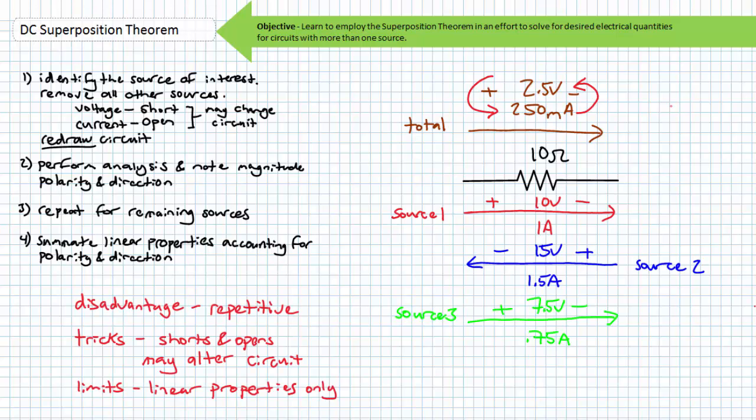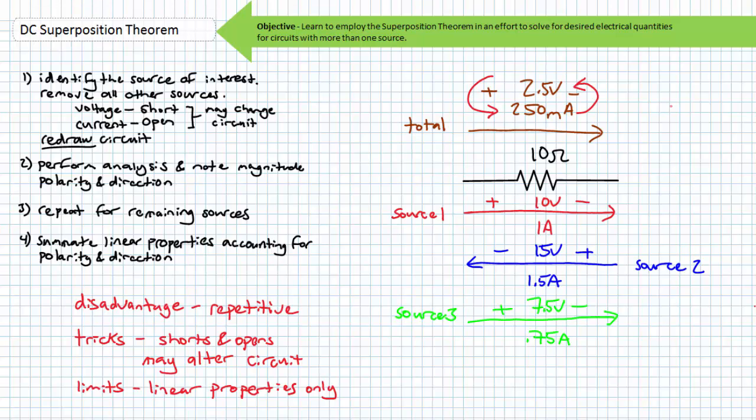Before you run off under the mistaken assumption that the superposition theorem is the best thing since they replaced the turd brown M&M with a blue one, let me warn you that the superposition theorem has its disadvantages, tricky spots, and limits. The principal disadvantage of the superposition theorem is that it requires independent analysis of the same circuit from the perspective of each source.